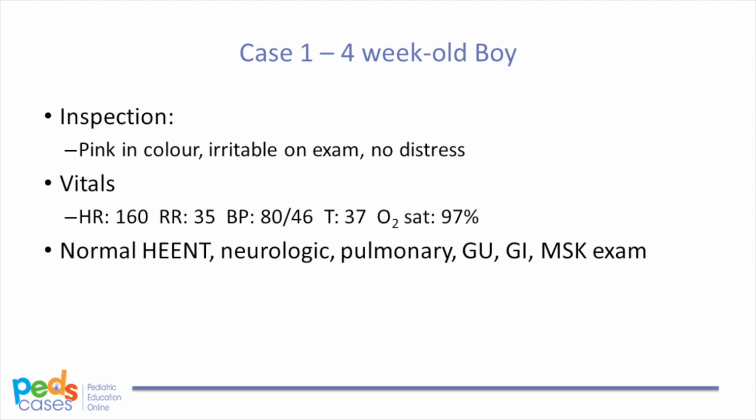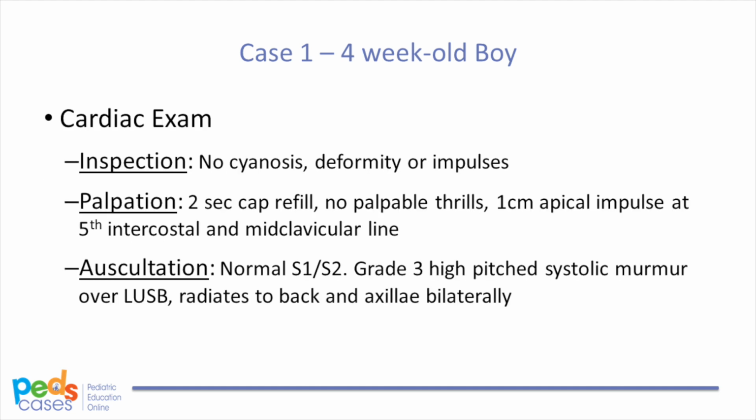The rest of your physical exam is normal, so you move on to your cardiac exam. You observe no peripheral or central cyanosis, and no chest wall deformities or visual impulses. You note a 2-second capillary refill peripherally, no palpable thrills, and a 1 centimeter apical impulse at the 5th intercostal space and midclavicular line. On auscultation, you hear a normal S1 and S2, but note a loud grade 3 high-pitched systolic crescendo-decrescendo murmur. It is heard at the upper left sternal border and radiates to both axilla and to the back. The murmur was not documented at birth.